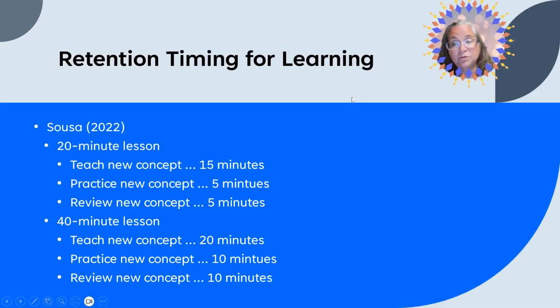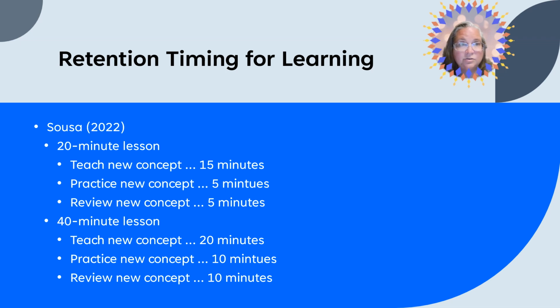So in Sousa's book, How the Brain Learns, it had this great way of showing the perfect timing to help students in learning. For a 20-minute lesson, if you teach a new concept, you teach it for about 15 minutes. You give them a little practice, and then you review. 20 minutes, nice and quick.